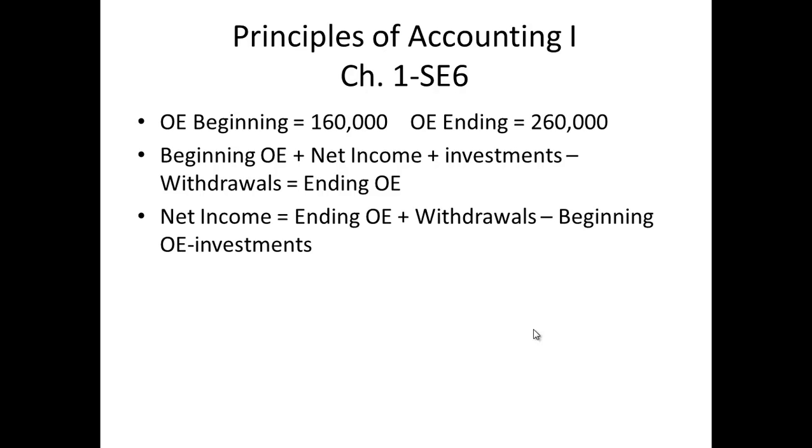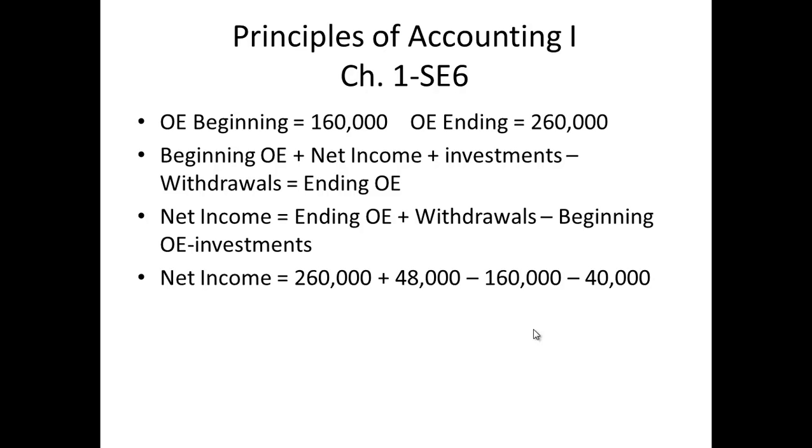So rearranging the equation, our net income is going to be equal to our ending owner's equity plus our withdrawals minus our beginning owner's equity and minus our investments. We just simply rearrange the equation using simple algebra. So what we have is our net income is going to be our $260,000, that was our ending owner's equity, plus the $48,000 withdrawals, minus $160,000, that was our beginning owner's equity, and minus our $40,000, that were our investments, and we end up with a net income of $108,000 for this company for the year.